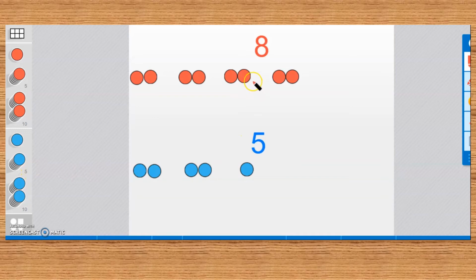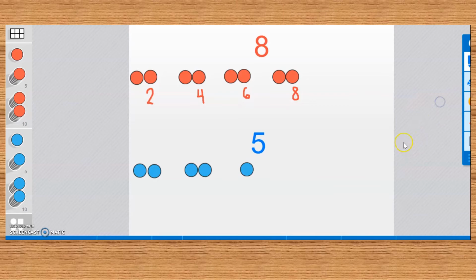So for the number 8 with my red counters, I put groups of 2 together. And then we can skip count by 2s like Mr. G was explaining. 2, 4, 6, 8. So we could take 8 counters and put them together in partners, and everyone has a partner.